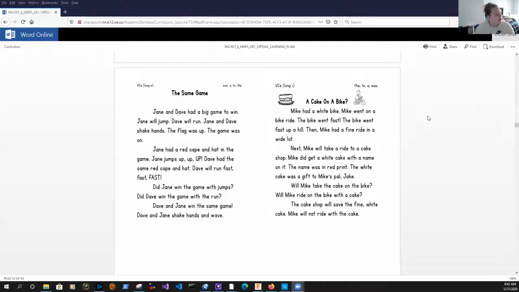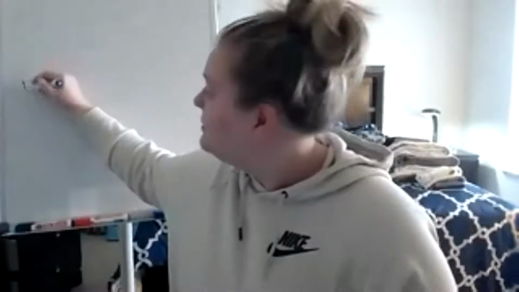So now you need to read that to yourself. Like I said, lots of long vowels in there. We've got vowel, consonant, silent E patterns in lots of those words. After you've done that, it says, explain to someone how the vowel, consonant, silent E pattern in words works. So it gives you a sentence starter.